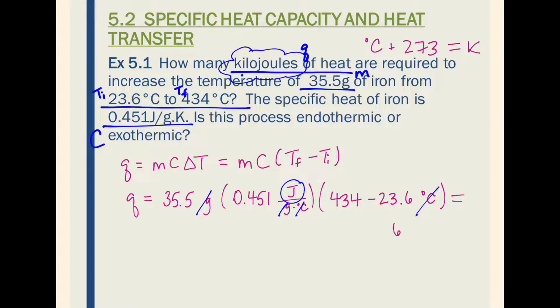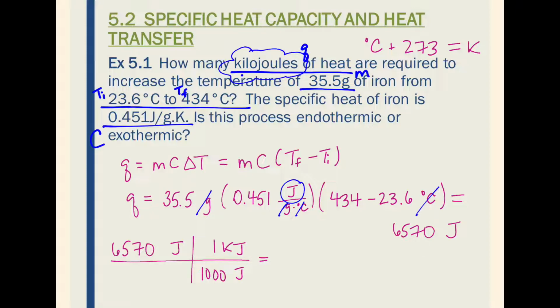about 6,570 joules. Now we'll talk about sig figs in a moment. And then for kilojoules, I would take that answer, 6,570 joules, and just do a quick metric conversion. So I know that there are 1,000 joules in 1 kilojoule. Likewise, you could say that 1 joule is 10 to the negative third kilojoules. Either will work, and we'll get our answer.